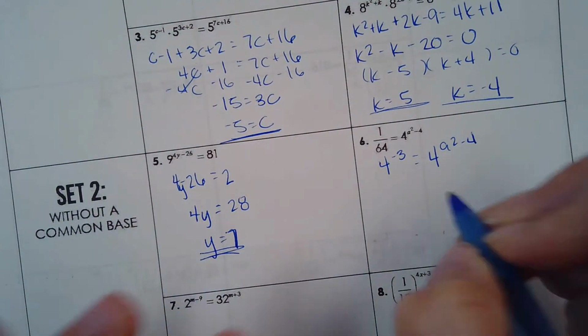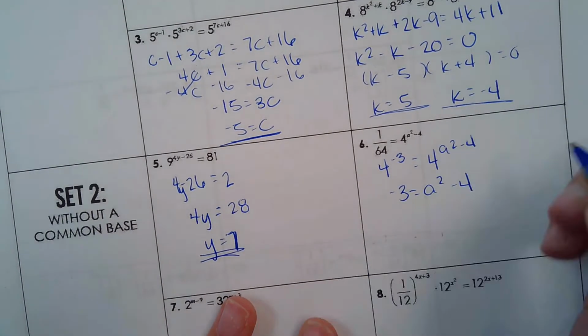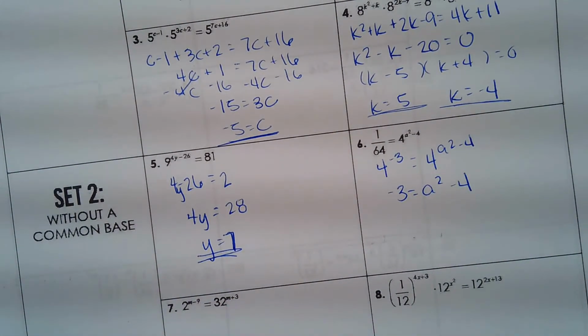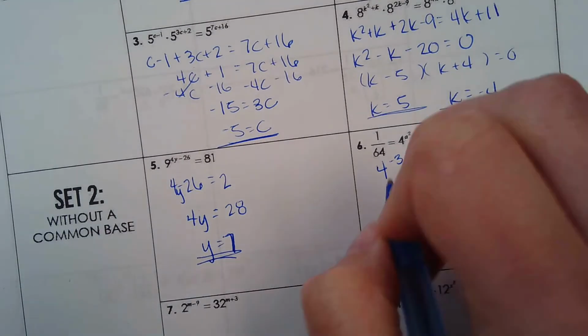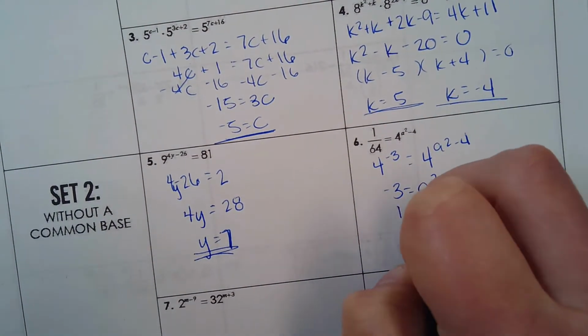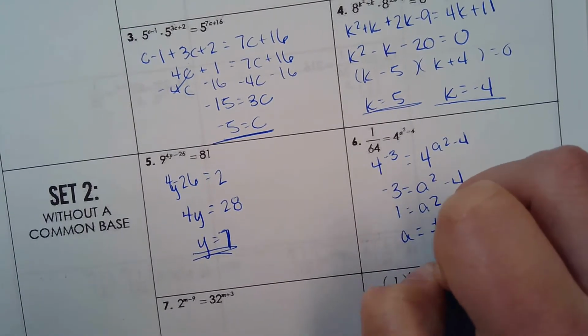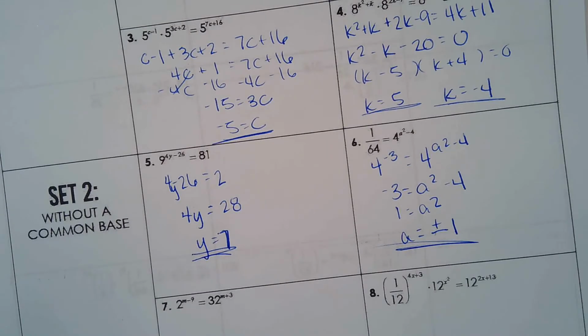So at this point we could say negative 3 equals a squared minus 4. Because it's just the squared term, we don't have to factor. Does that make sense? Okay, so we'll add the 4 over, so we'll have 1 equals a squared. So what is a? Plus or minus 1. Yeah, don't forget those. When you take the square root, you get positive and negative. So are we okay with all that? Great.